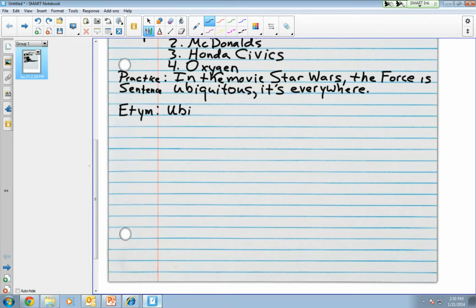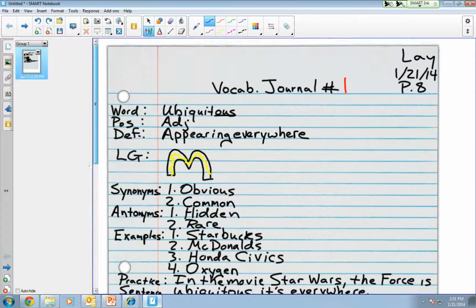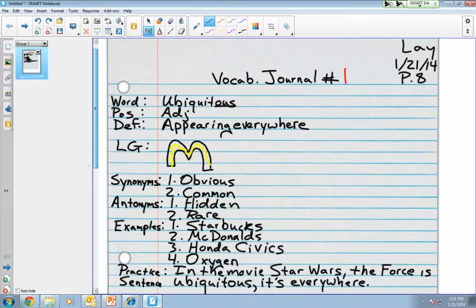So ubiquity, and then my T's look like pluses, so I'm actually going to kind of make this a bubble plus if I can. Plus us, right? So that's the most important thing. Once you've got all of those steps done, you've got your vocab journal planned out. You can start putting it into the final presentation copy. And we'll go over that in another video.